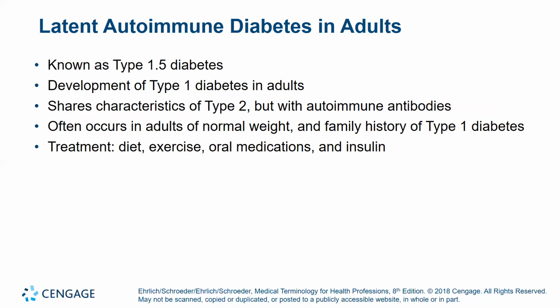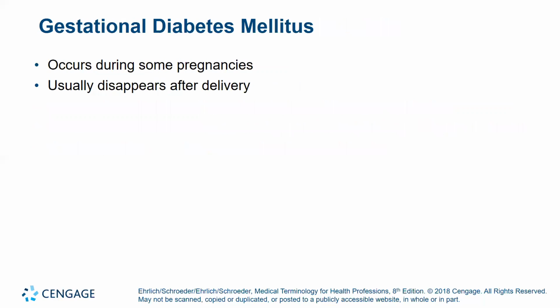And then we have type 1.5 diabetes, the development of type 1 diabetes in adults. It does share the characteristics of type 2, but with autoimmune antibodies. This often occurs in adults of normal weight with a family history of type 1 diabetes. Treatment is diet, exercise, oral medications, and insulin for this type. We also have gestational diabetes mellitus. This occurs during some pregnancies and usually disappears after delivery.